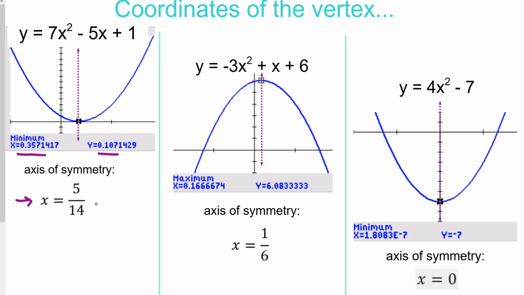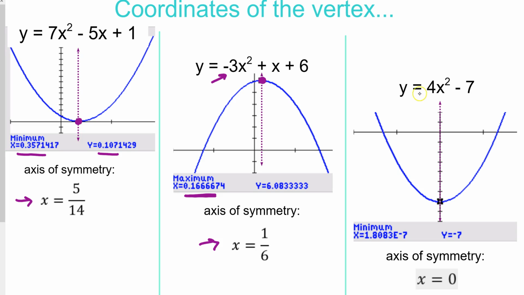Now if we look at the second one, notice it opens down. The leading coefficient is negative. The axis of symmetry has equation x equals 1/6, and guess what? The maximum is at the point with x coordinate 1/6. That makes sense, that the vertex would be on the axis of symmetry. So whatever the axis of symmetry is, that tells you the x coordinate of your vertex.